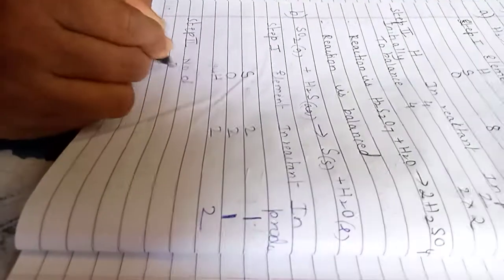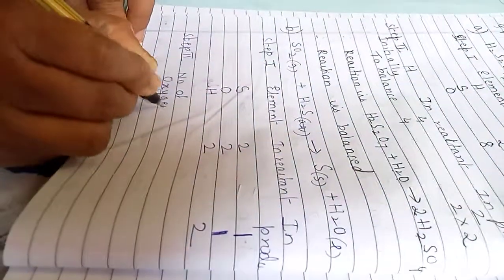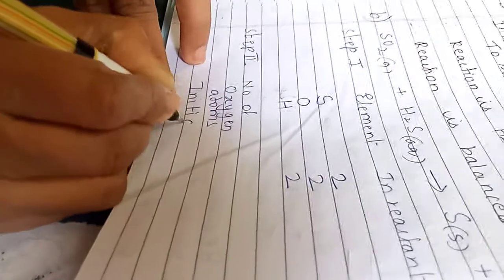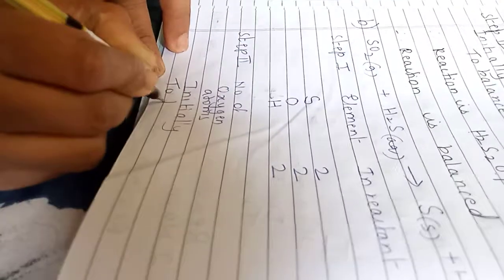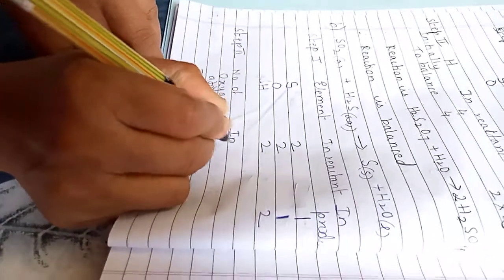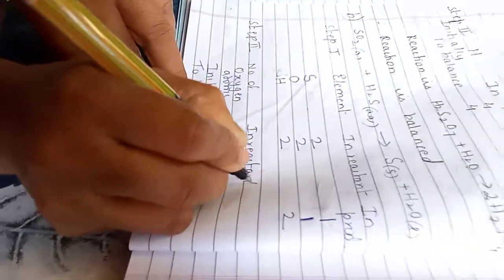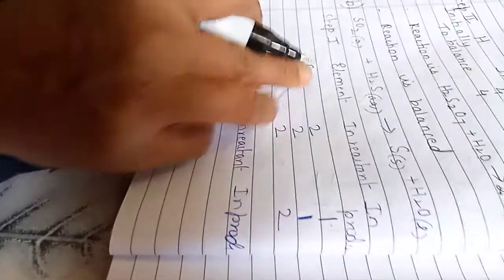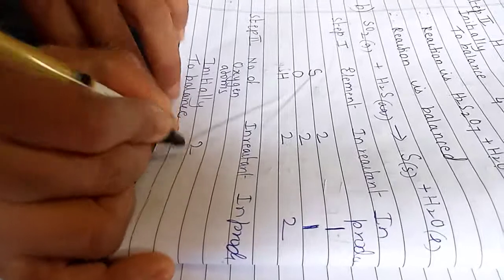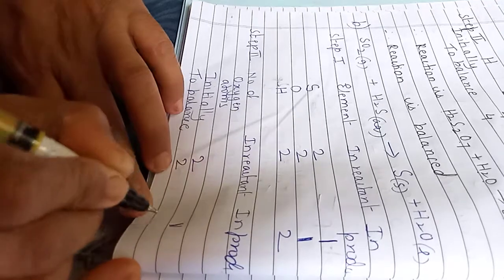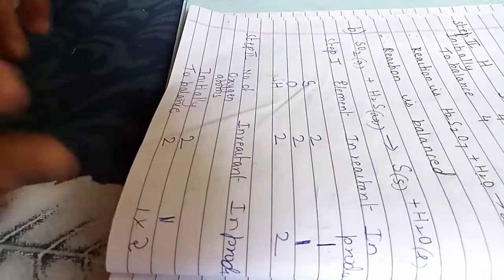Step 2. Number of oxygen atoms initially to balance. This is how you write the reaction here: in reactant, in product. Okay. Number of oxygen atom initially in reactant, how much it is? 2. In product it is 1. To balance, 2 will be written here. In product you are going to multiply it by 2. Are you okay? To balance it. Are you okay?